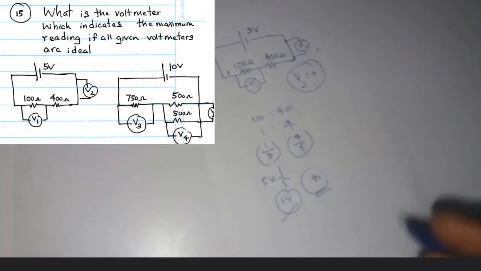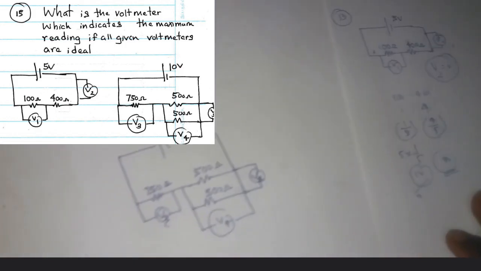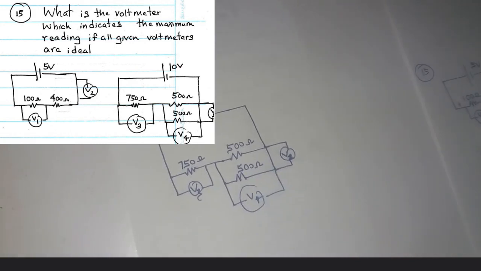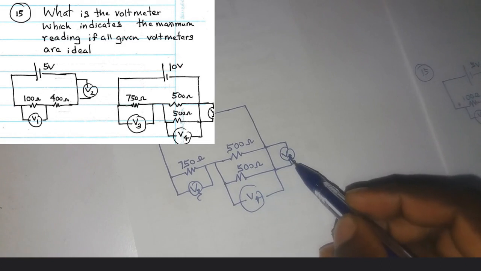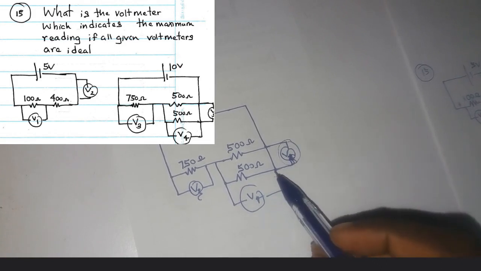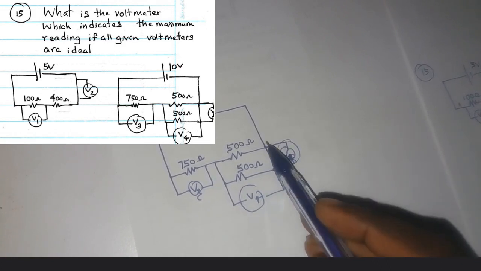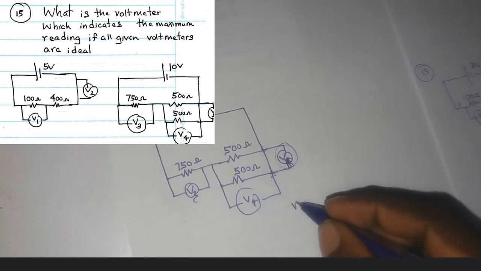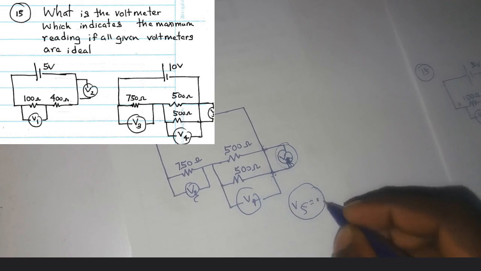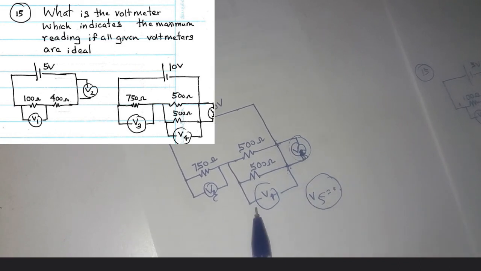Right, then the next diagram. Here in this diagram we have V3, V4 and V5, right? So let's look at V5. Here you can see this V5 is again connected to two points of the same potential, so V5 has to be 0. Right, now we are left with V3 and V4.